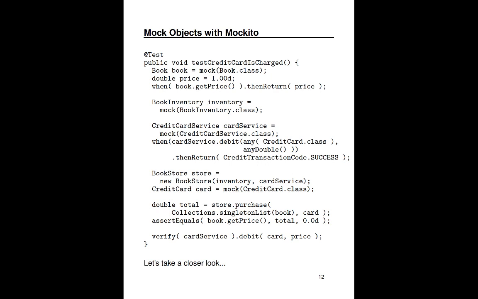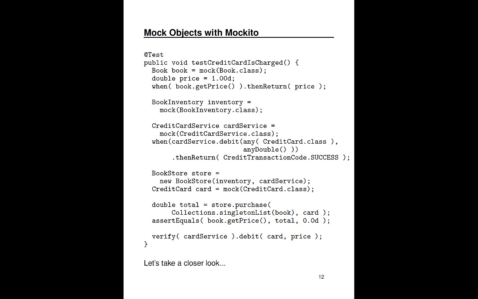Then we're going to create our code under test. Here we're going to invoke the constructor of our bookstore with the Mockito managed mock inventory and the mock credit card service. So here it's important to point out that the bookstore is the actual code. The bookstore itself isn't mocked. This is the real code that we want to invoke, but we pass it mock objects that it interacts with.